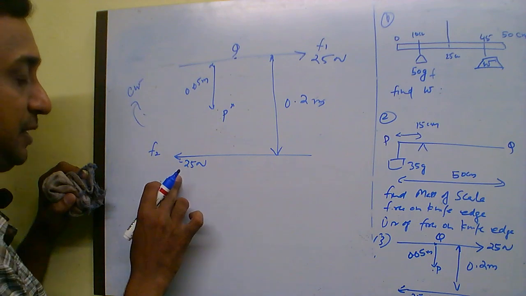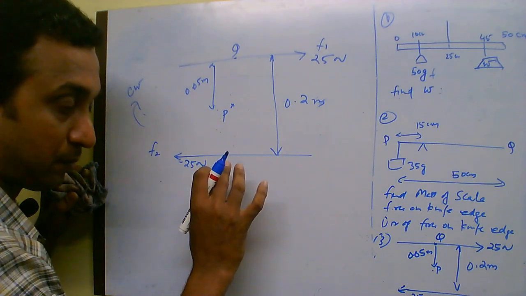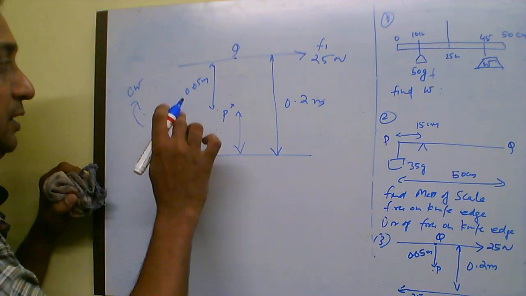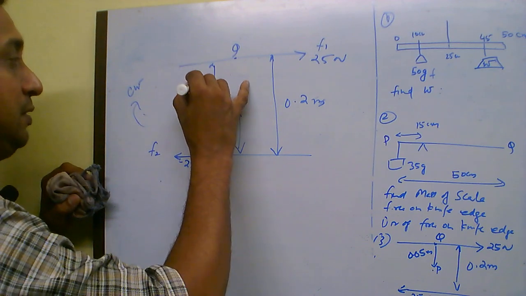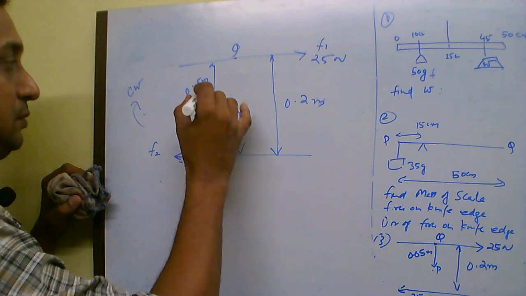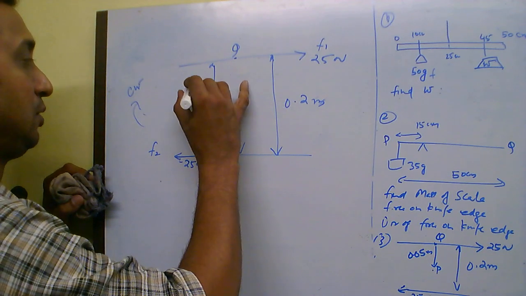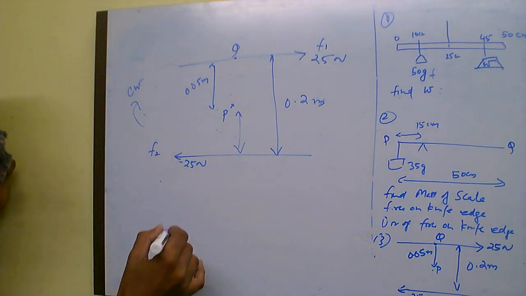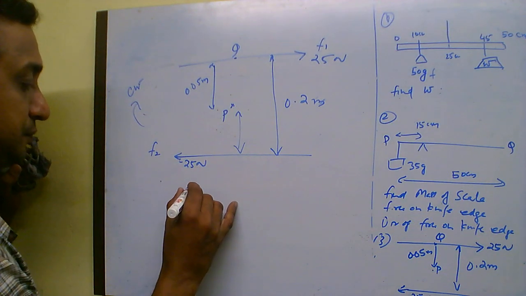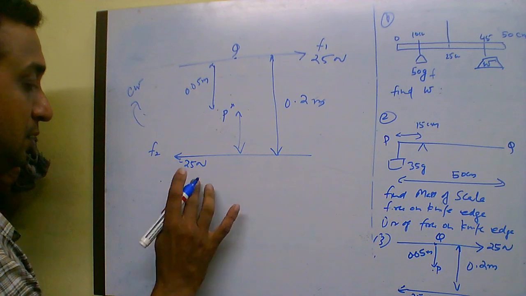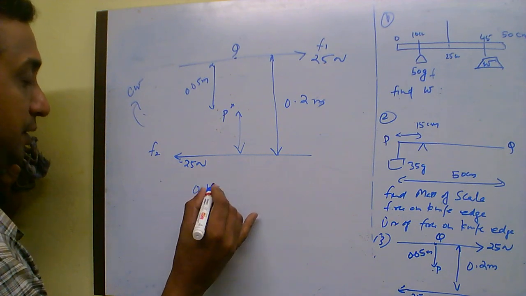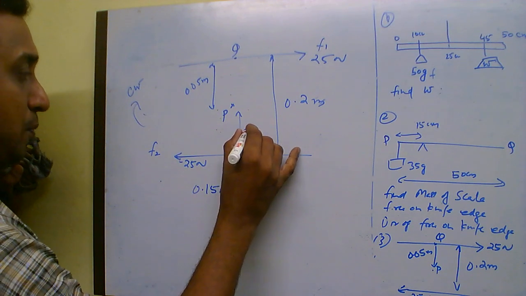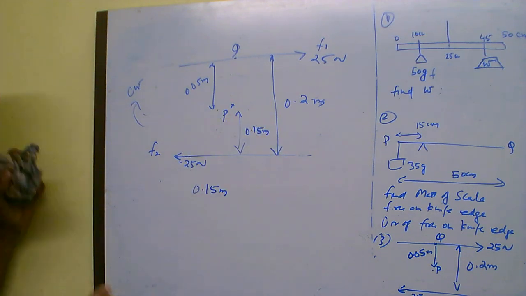Similarly, F2 will also be exerting a moment about P. So what is this difference? Let it be 0.5, then the problem will be easier. So this is 0.5, sorry, 0.05 and 0.2. So what is the difference? It will be 0.15. So this distance will be 0.15 meter.